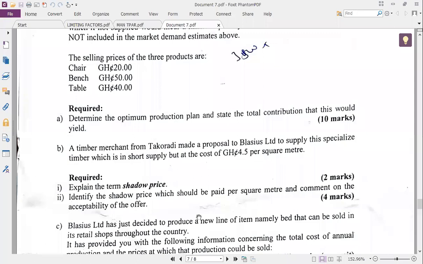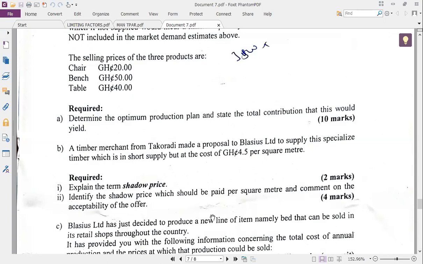Identify the shadow price which would be paid per square meter and comment on the acceptability of the offer. We've looked at it. Who can tell me the shadow price here? Anyone? Tell me the shadow price that you're talking about. Identify the shadow price. It didn't say shadow prices. So, identify it and comment on the acceptability of the offer.